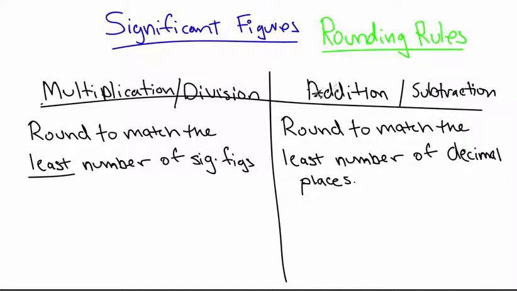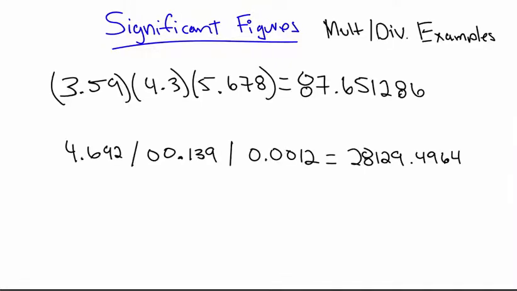Now, when you're doing just straight addition, subtraction, there's no multiplication or division in it, then you are going to match your number to the least number of decimal places, okay? So sig figs is for multiplication, division, and addition, subtraction is decimal places. And once again, it's always least, because whatever has the least number of sig figs and the least number of decimal places is the least precise measurement, and therefore that limits all the rest of them. Okay, so let's take a look.